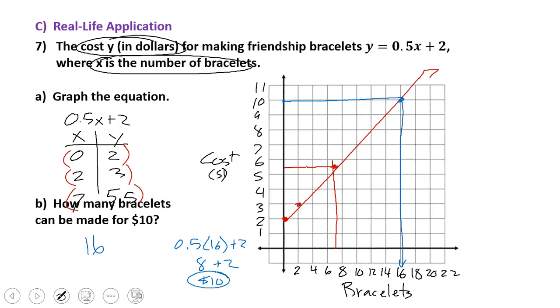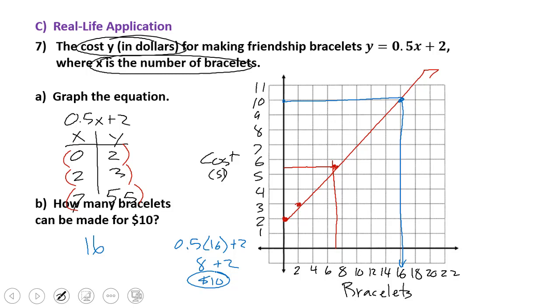Now, last thing I want you to think about on this graph. Hard to tell, but think about this. We know we can't make any negative bracelets. Can we make half a bracelet? I know you could start one and it could be half done, but is it really a bracelet until it's done? Just something to think about.